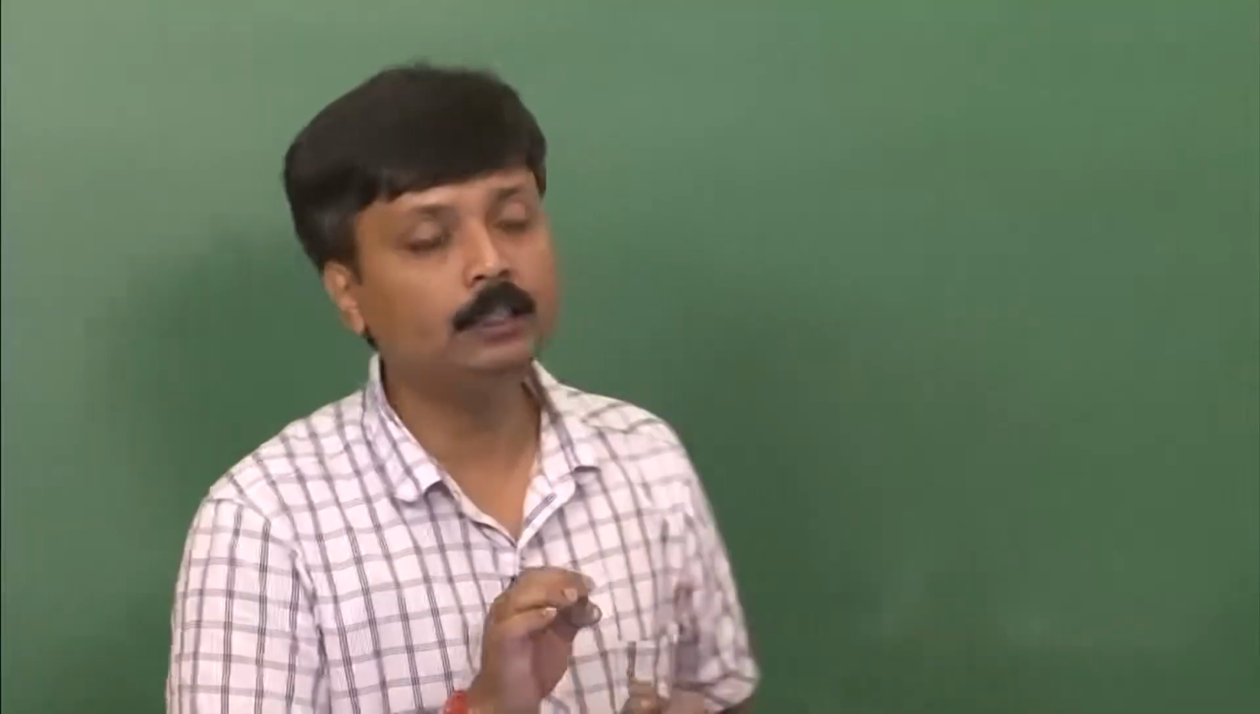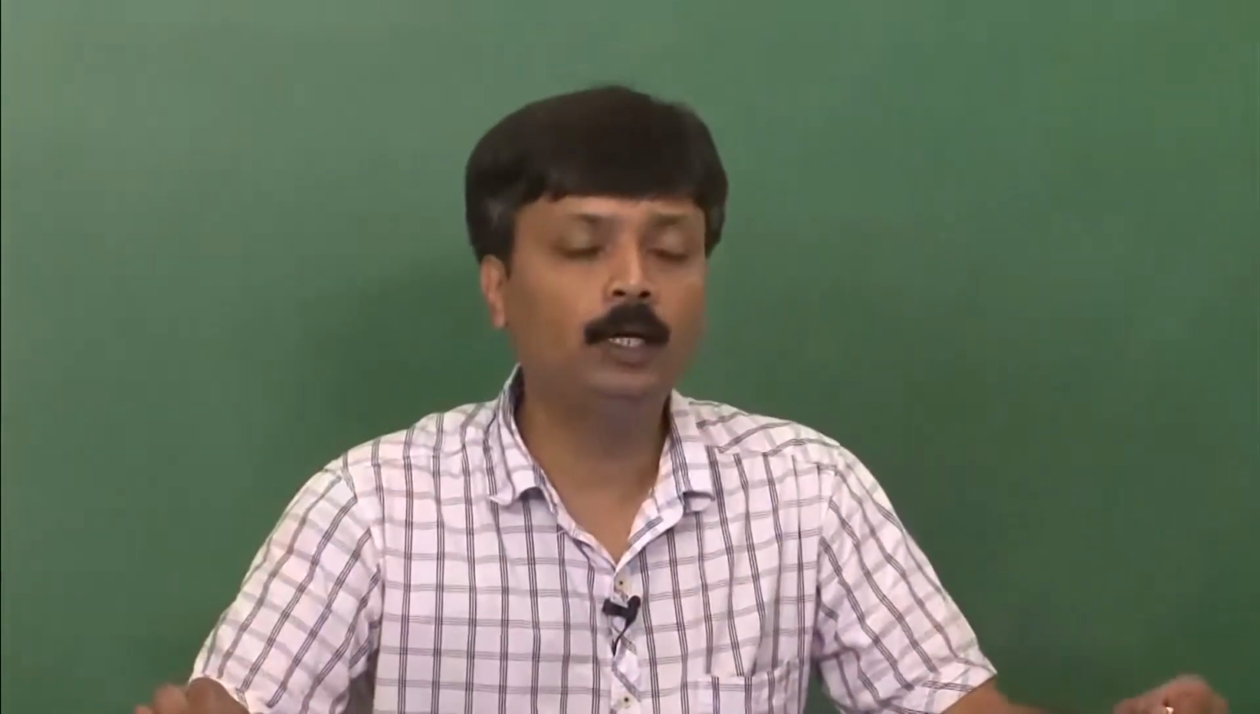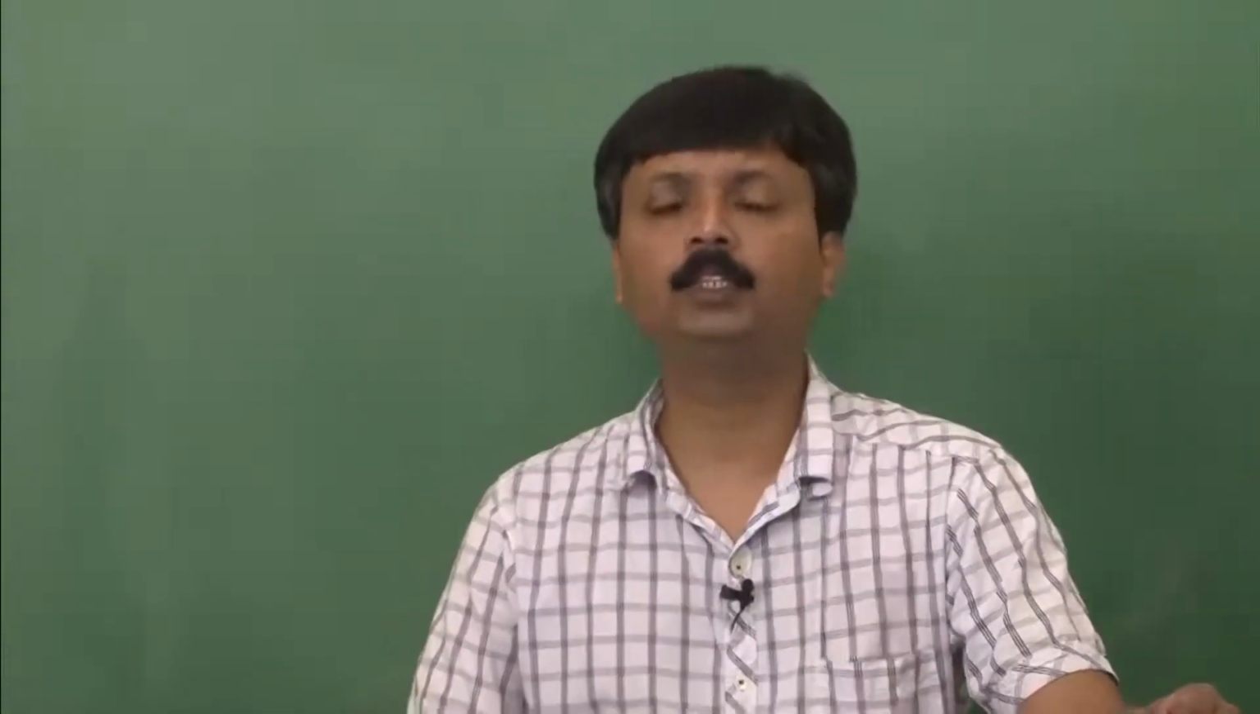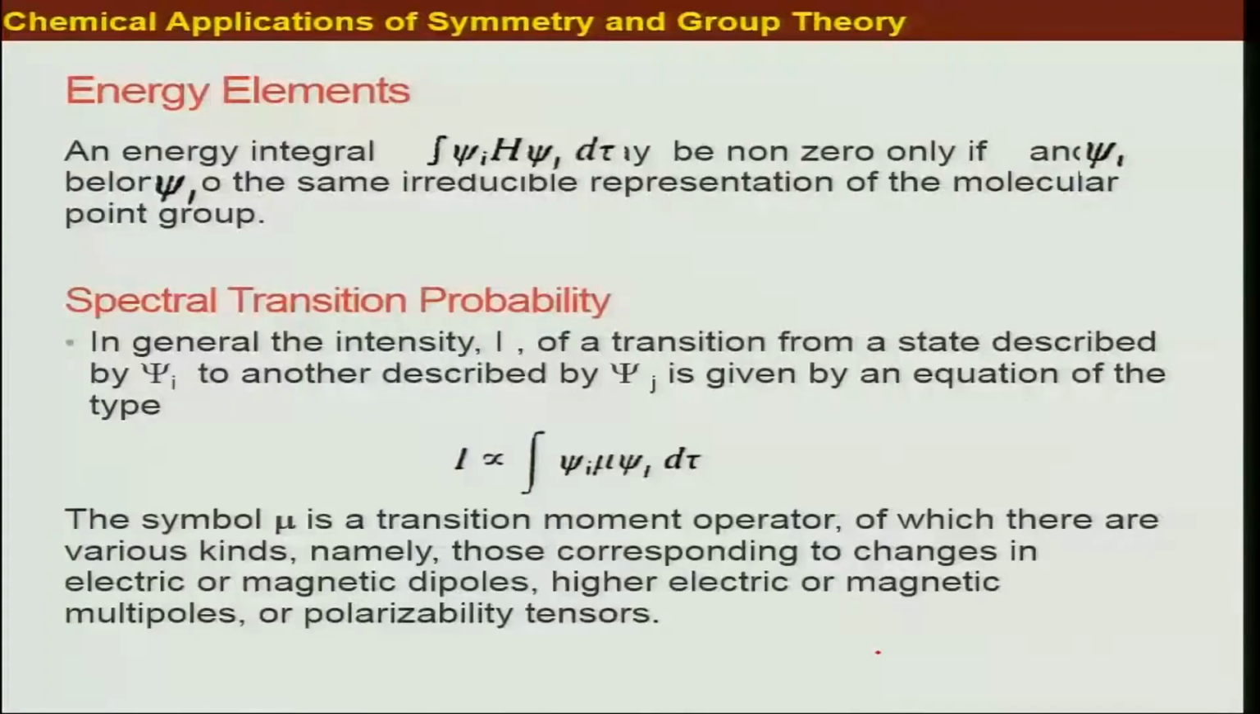Where is this property used? This is used when we try to find out the energy elements of any given molecule, or we want to find out about the spectral transition probability, and we will have a look at those things right now. So, what is an energy integral? Energy integral we can easily find out, because you know about the Schrodinger equation.